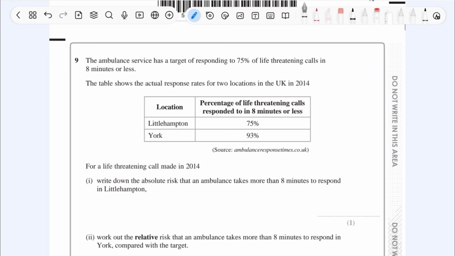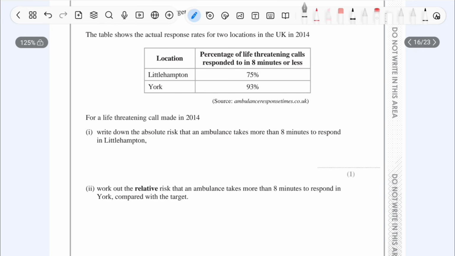The ambulance service has a target of responding to 75% of life-threatening calls in 8 minutes or less. The table shows actual response rates for 2 locations in the UK in 2014. For a life-threatening call made in 2014, write down the absolute risk that an ambulance takes more than 8 minutes to respond in Littlehampton. Highlight the information we've been given. Littlehampton, and we need to find the probability or the risk it takes more than 8 minutes. So it is a percentage, so it's a probability in that sense. So this is for 8 minutes or less. So if 75% are answered in 8 minutes or less, then 25% are done in 8 minutes or more.